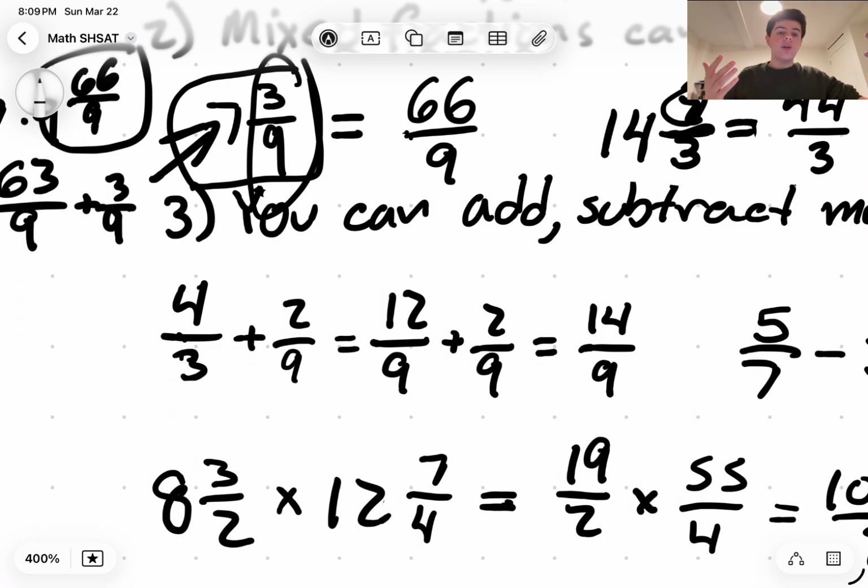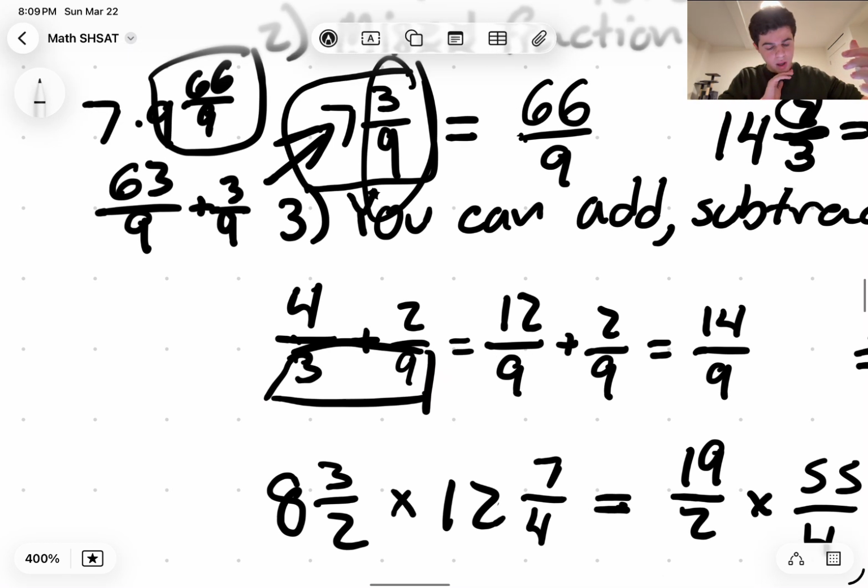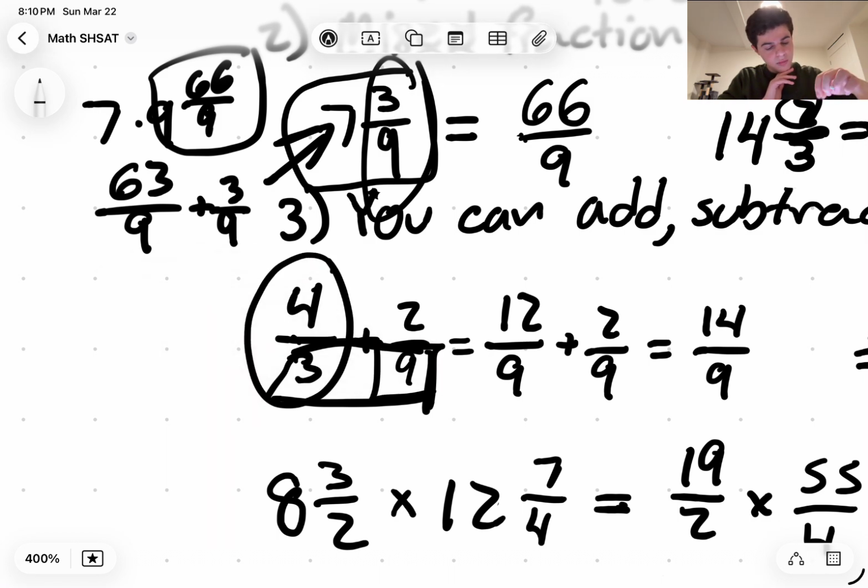In order to add two fractions, they need to have a common denominator, which means that the number on the bottom has to be the same for both. So here we have 4/3 and 2/9. What can we do to make it have a 9 on the bottom? We can multiply by 3 over 3, which is equal to 1, right? So you can't actually change the fraction.